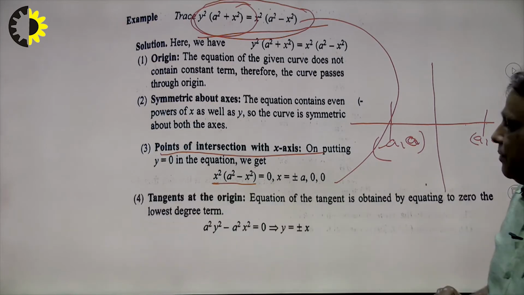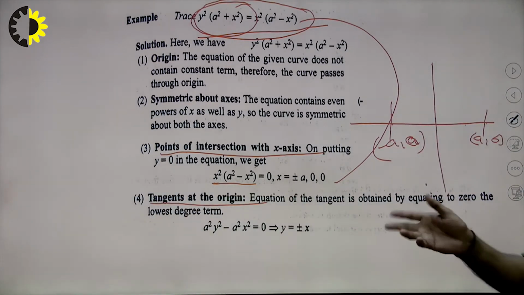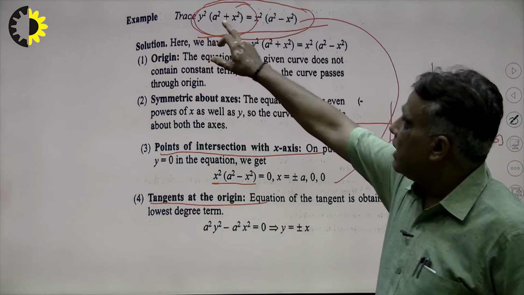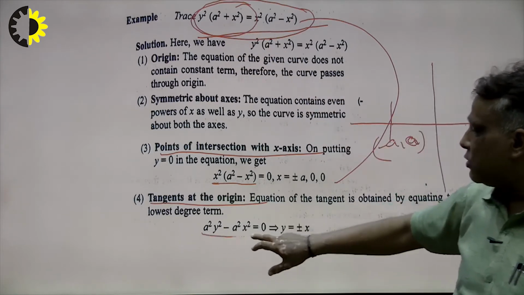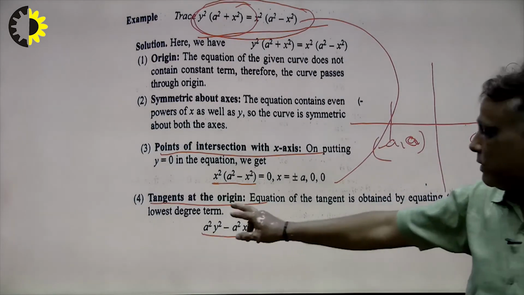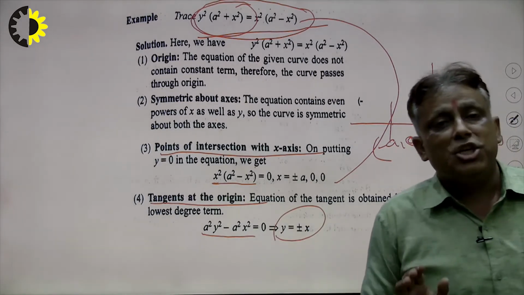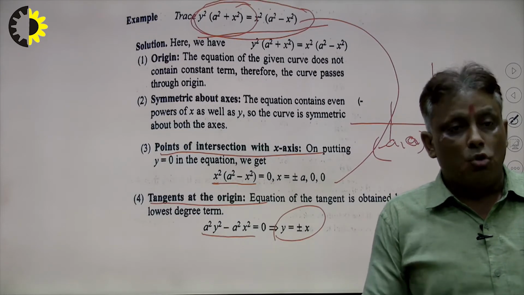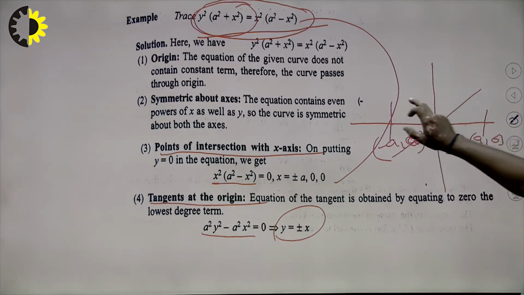Now question is that tangent at the origin, how to calculate the tangent at the origin? Equating to 0 the lowest degree terms, right. So we write y square a square and y square x square a square, that means y square a square is equal to 0, a square cancels out, that means y is equal to plus minus x. That means the nature of the curve at origin will be a node here and the tangents are y is equal to plus minus x. So the tangent is this and the tangent is this.